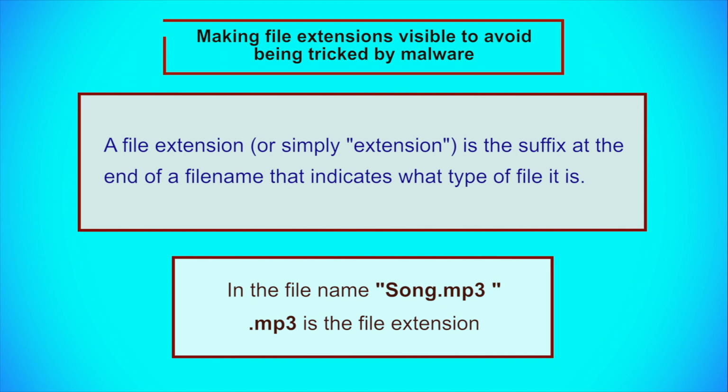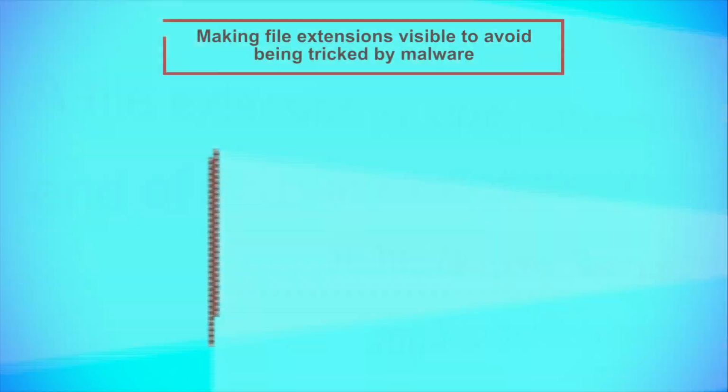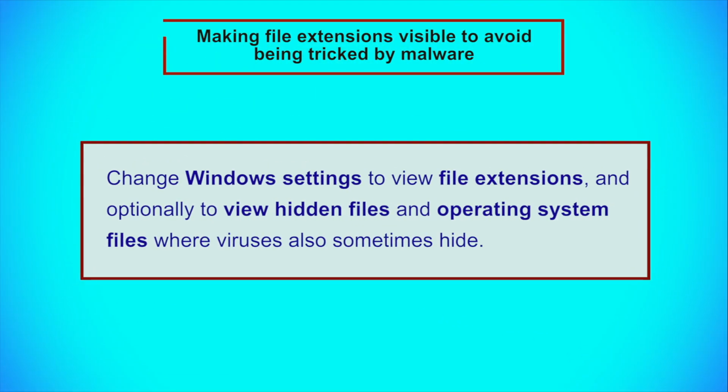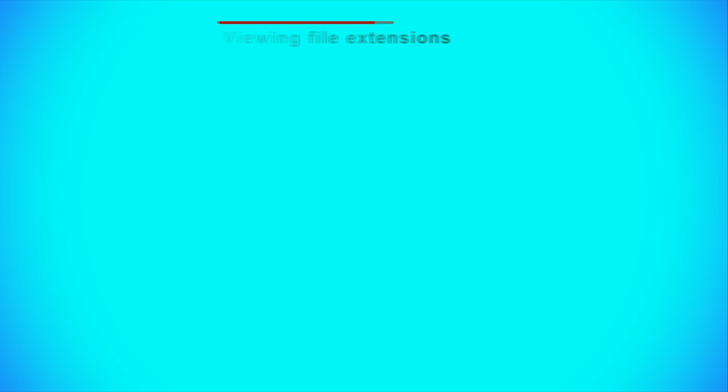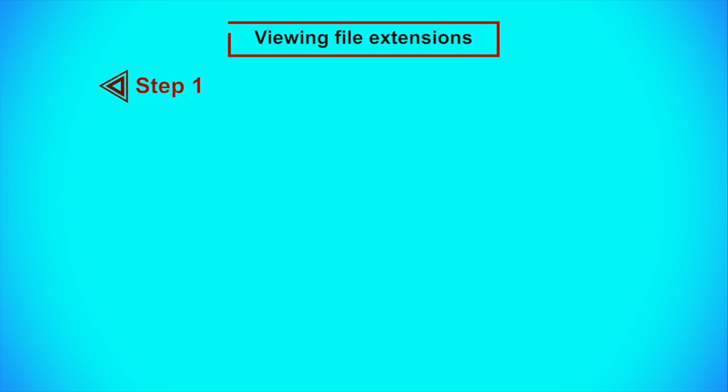By default, Windows will hide this extension, and some malware exploits this setting by attempting to make its file appear to be a different type than it actually is. To mitigate this threat, you can change Windows settings to view the file extensions and optionally to view hidden files and operating system files where viruses also sometimes hide. Now let us see how to view file extensions.